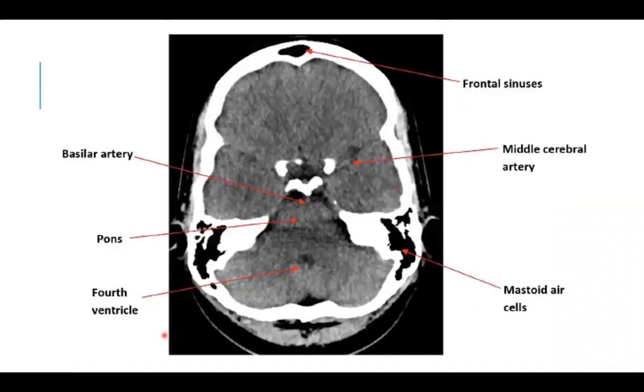Then moving on, so we're basically going from top down. So we're looking at slices going from superior to inferior. So you see the frontal sinus nicely here. This tiny dot would be the basilar artery, and the pons would lie here, the fourth ventricle here, and here you can see your mastoid air cells, and then middle cerebral artery.